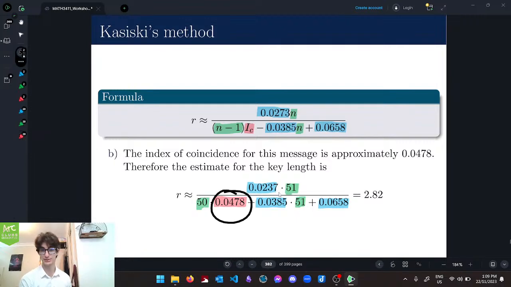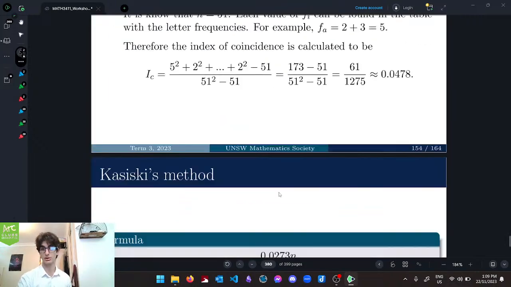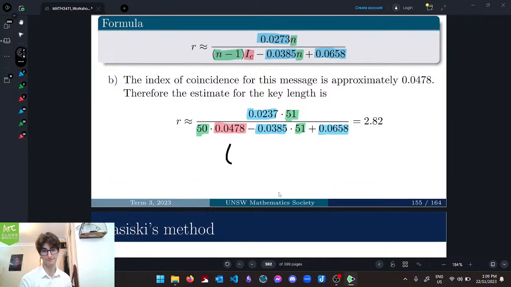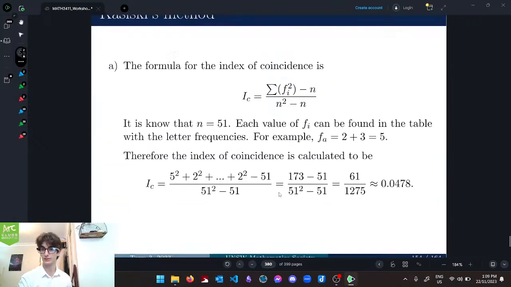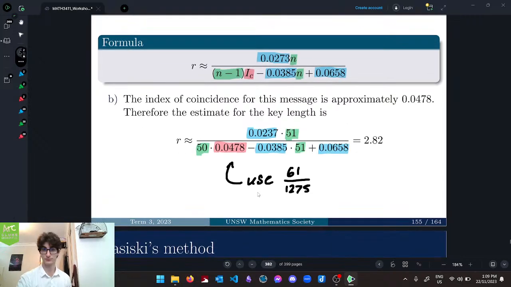Honestly, I'd suggest using just the exact value. We should have used here 61 over 1275. It can't hurt to be slightly more accurate, especially since we're already approximating. But we get about 2.87, 2.82, yeah.